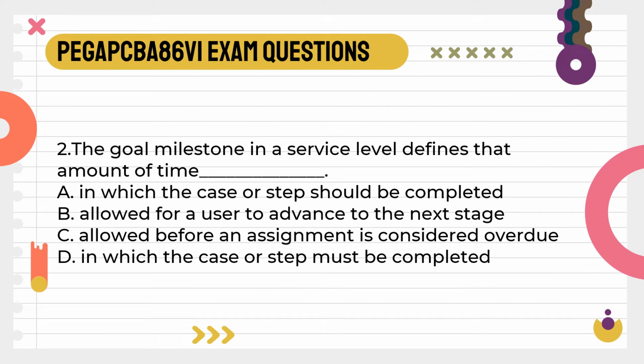2. The goal milestone in a service level defines that amount of time _blank. A. In which the case or step should be completed. B. Allowed for a user to advance to the next stage. C. Allowed before an assignment is considered overdue. D. In which the case or step must be completed.